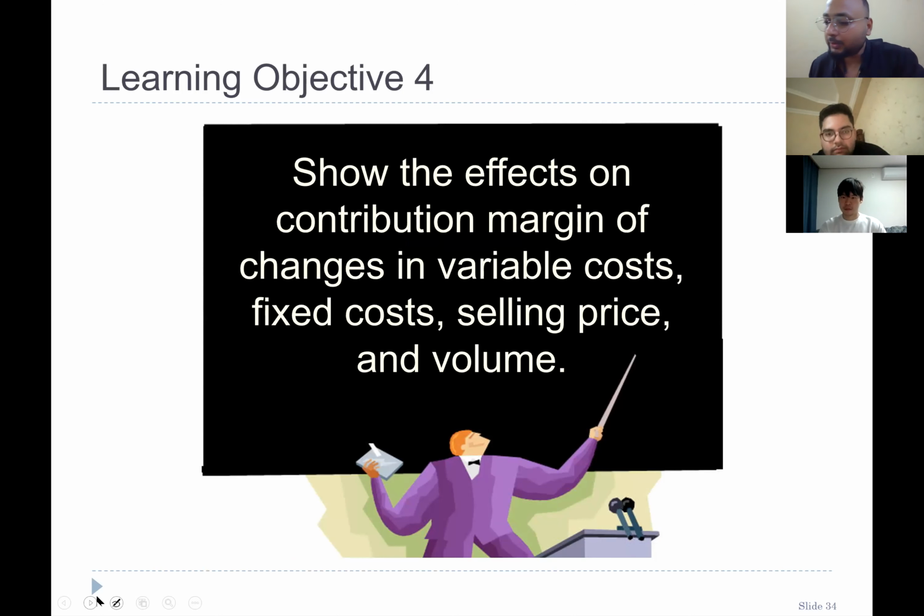Now, show the effect on contribution margin of changes in variable cost, fixed cost, selling price, and volume. Up till now, we have discussed what happens if we increase the sales, for example from 200,000 to 201,000. Now we are also changing variable cost. We are also changing fixed cost. We are also changing the quantity sold. Let's see that.